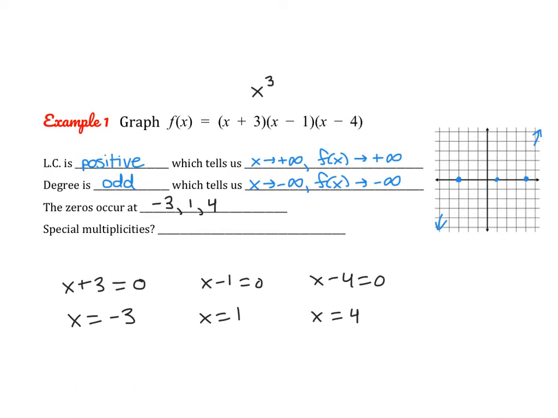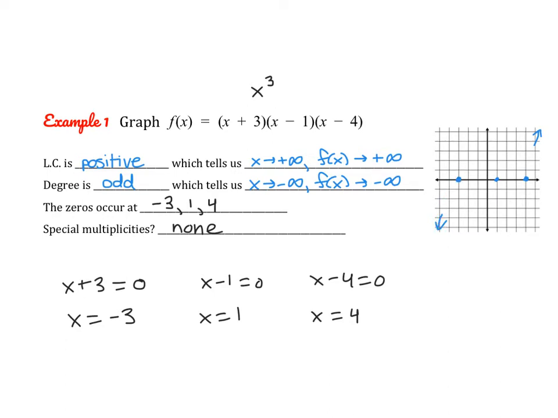And the last thing we need to check for is any special multiplicities because we need to see if there's any special features going on in our graph. So this is just a single root, single root, single root. So there are no special multiplicities. So anytime we just have a normal 0, that means that our graph is just going to go straight through it.